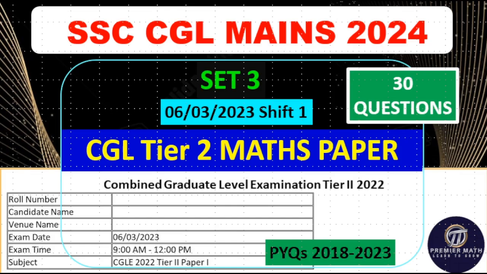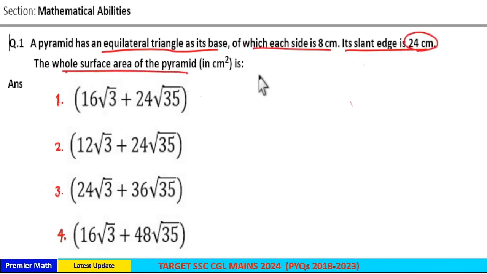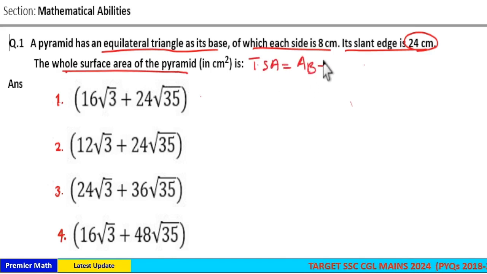Our first question is: a pyramid has an equilateral triangle as its base, of which each side is 8 cm. Its slant edge is 24 cm. The whole surface area of the pyramid is. Here, total surface area of pyramid is equal to area of base plus lateral surface area.